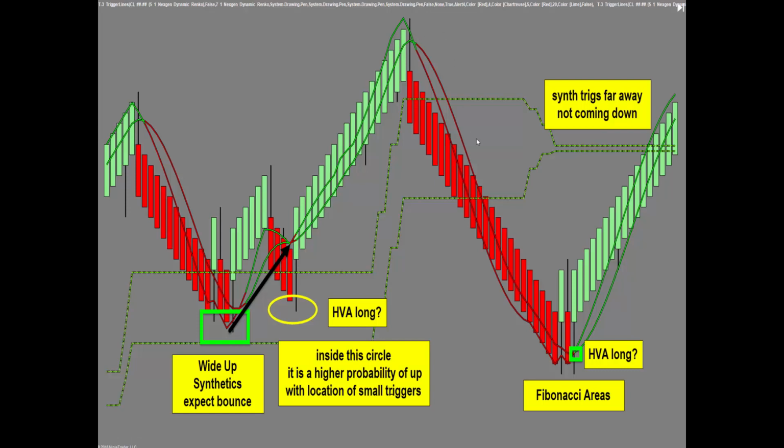And then as that progresses, you can see what happens again. As our small triggers start to roll over, we have synthetic triggers that are far away. So again, if there's a Fibonacci reason in an HVA area here, you can take a long trade getting back to those synthetic triggers that are far away.